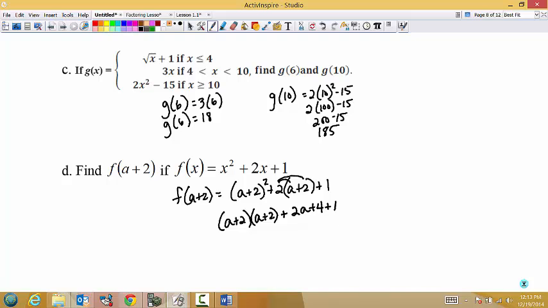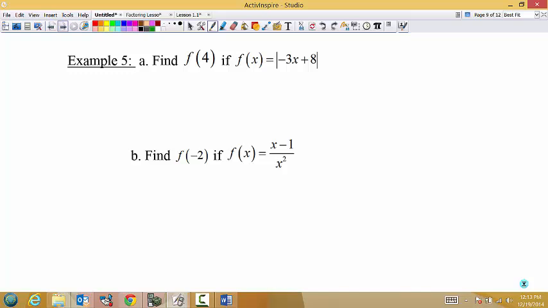A plus 2 times a plus 2, FOIL: first, outer, inner, last. Plus 2a plus 4 plus 1. Combine like terms. There's a 2a, and a 2a. 2 plus 2 plus 2 is 6a. So a squared plus 6a plus 4 plus 4 plus 1. 4 plus 4 is 8 plus 1 is 9.